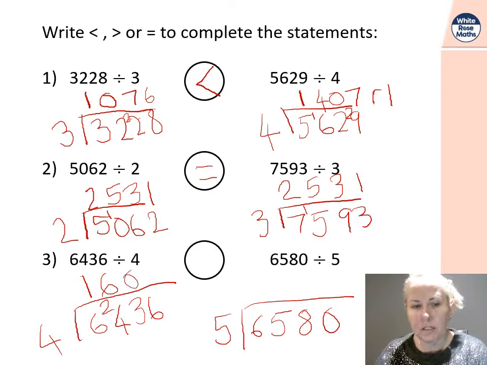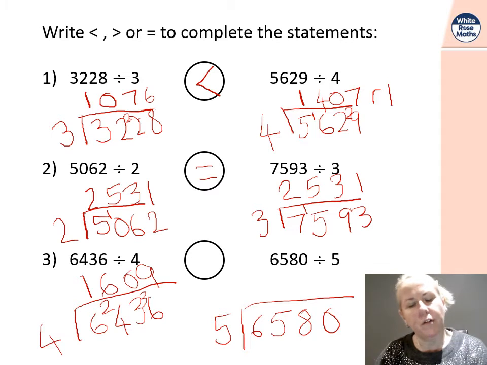How many groups of 4 can I make from 3? Nothing. Remember to put your 0 in, your placeholder. Now I'm going to carry my 3 across. So now I've got 36. How many groups of 4 are there in 36? There are 9. So let's go into this side, see if it's going to be less than or greater than.